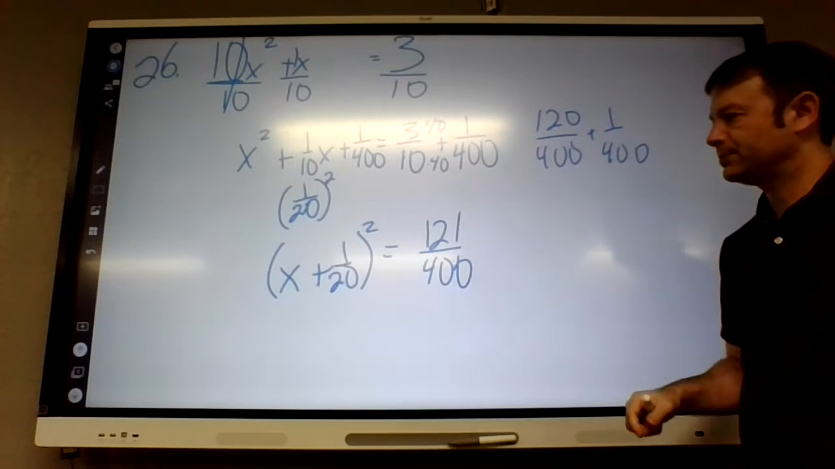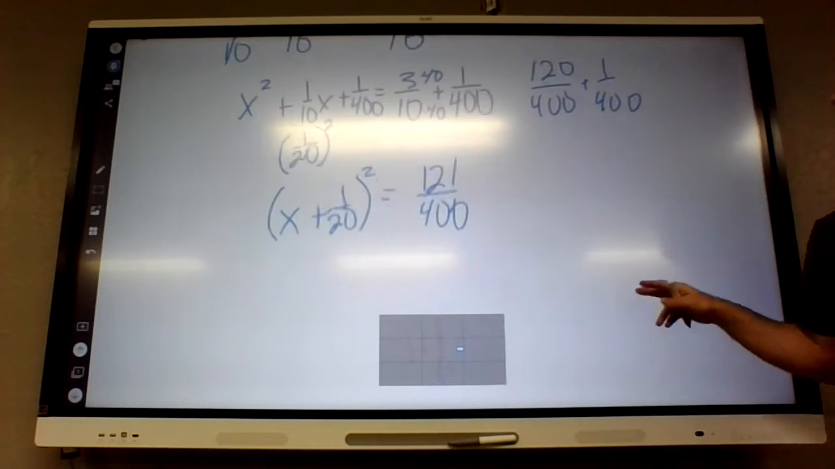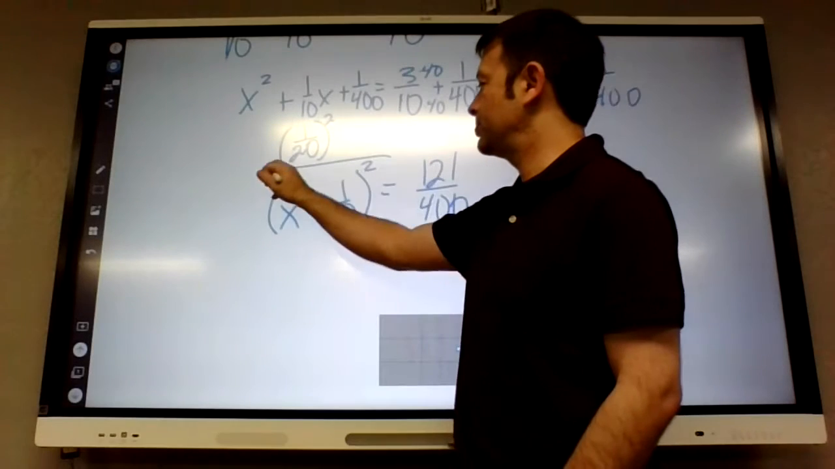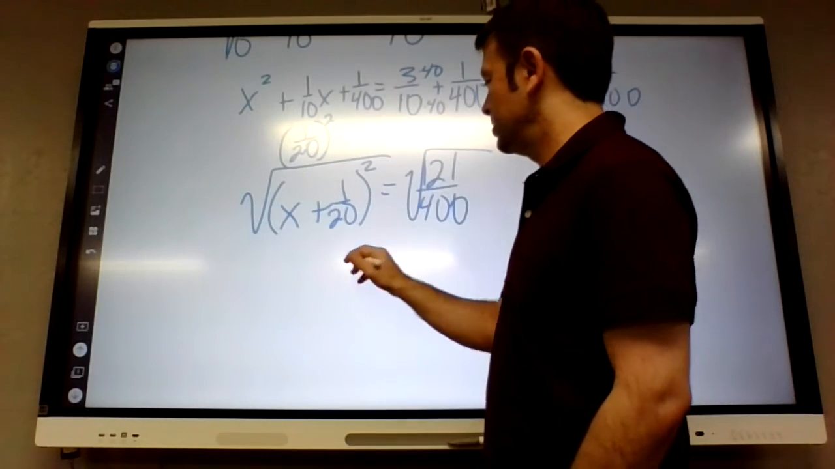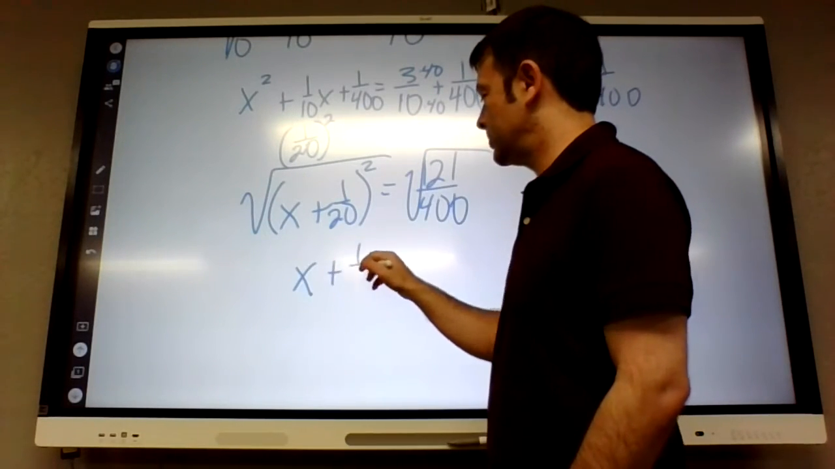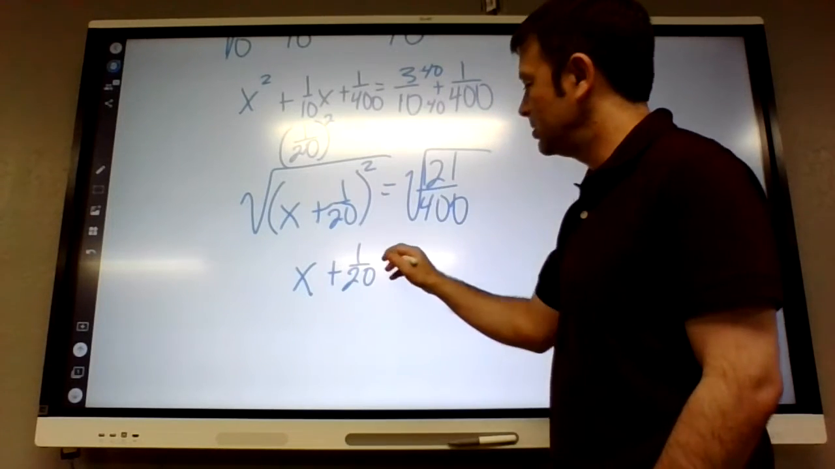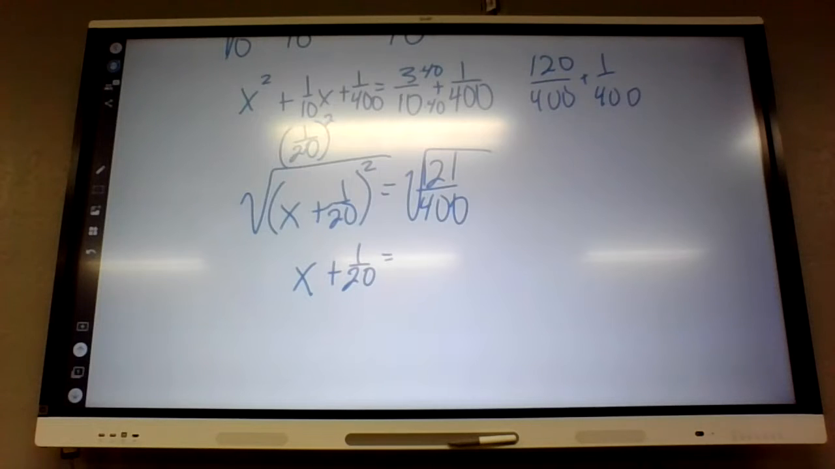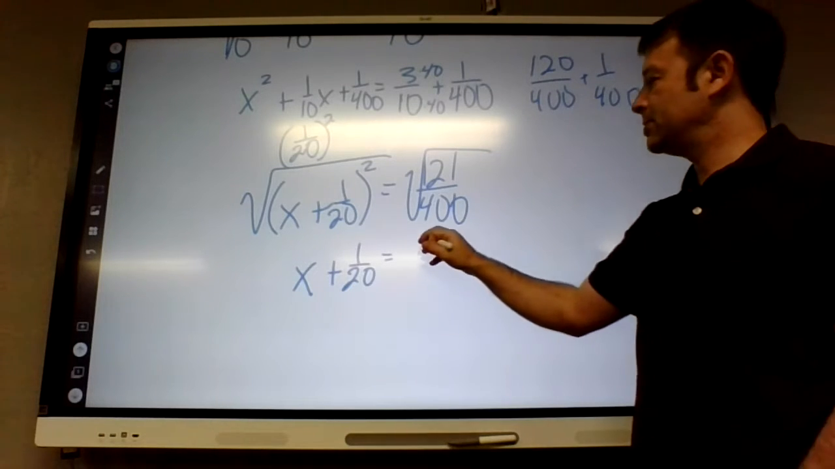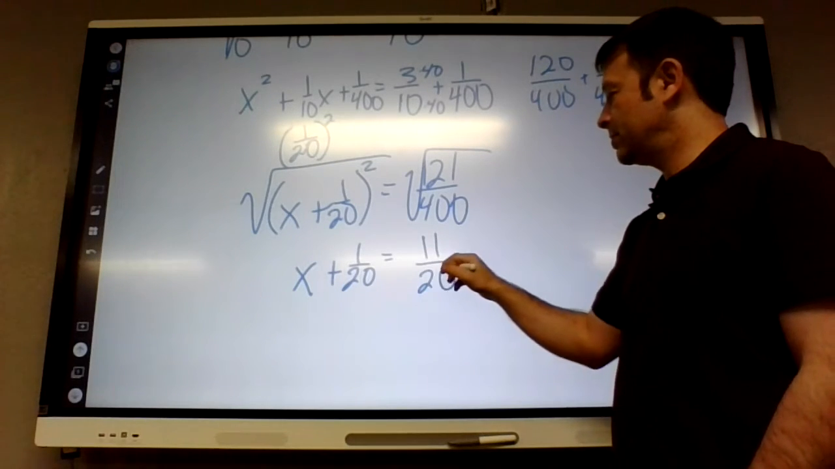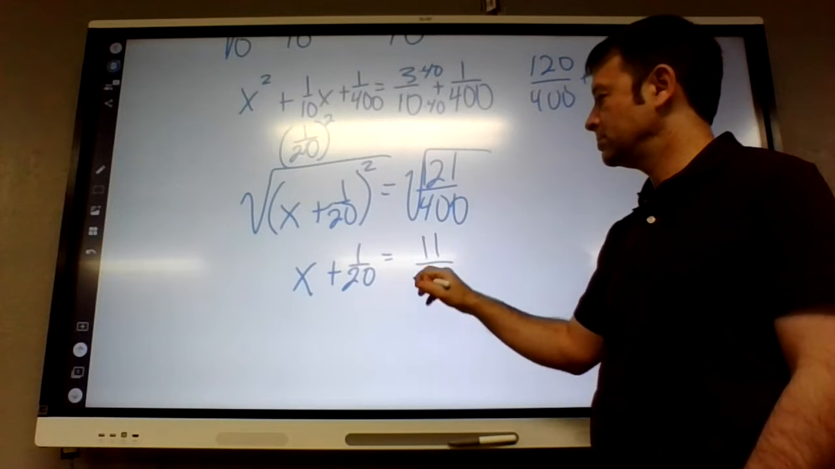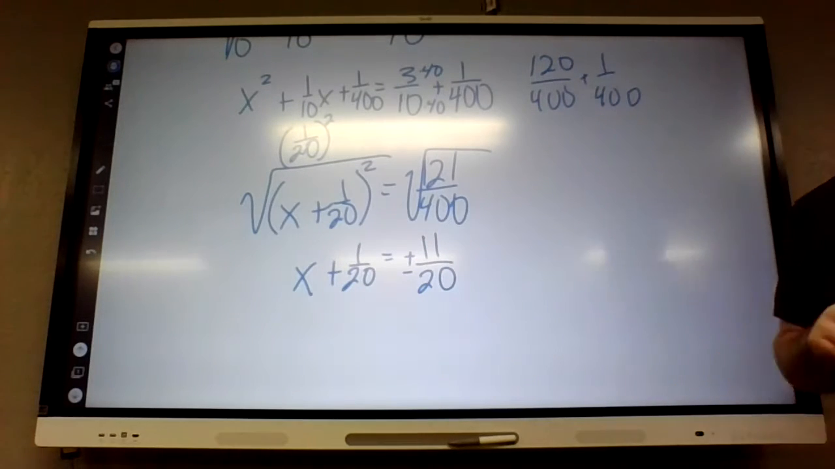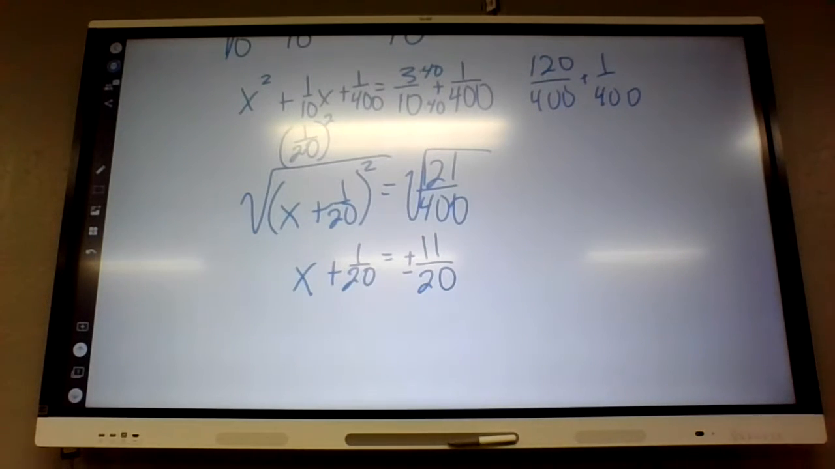Now what? Square root. It's kind of like the last problem. To get rid of the square, we square rooted it. What's the square root of 121? 11/20. What did I forget? Plus or minus. Oh, gotcha.